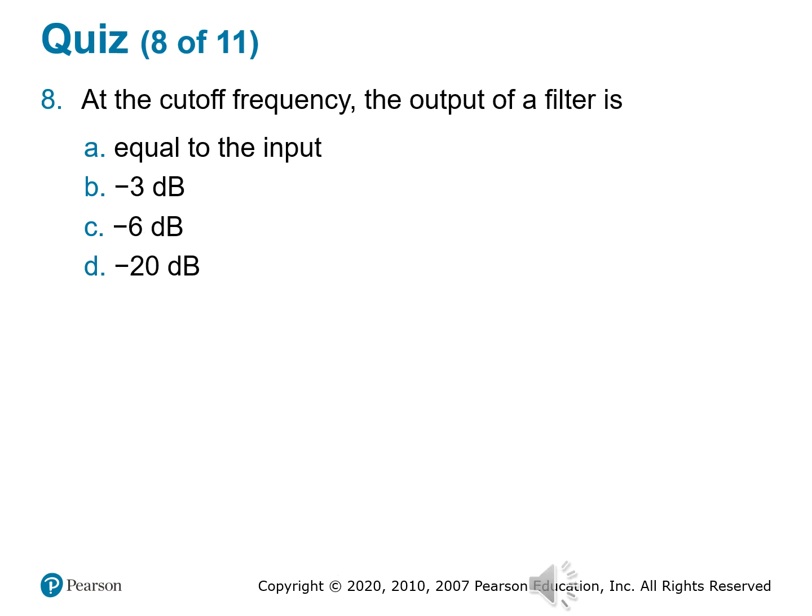Quiz question number 8. At the cutoff frequency, the output of a filter is what? A, equal to the input, B, negative 3 dB, C, 6 dB, or D, negative 20 dB. Go ahead and pause the video now. Thank you for returning. And the correct answer here was negative 3 dB.